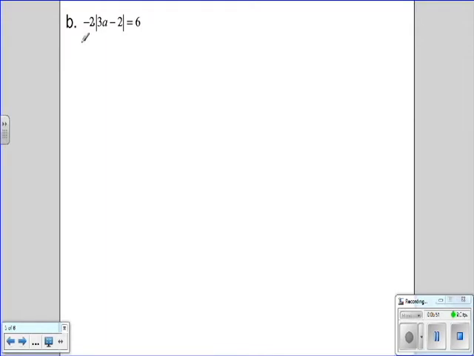So to cancel out negative 2, the opposite of multiplying is dividing. So if I divide both sides by negative 2, these over here will cancel out, and I get the absolute value of 3a minus 2 equals 6 over negative 2, which is negative 3. Okay, now at this point you could continue to solve. You could set up case 1 and case 2. However, there's a problem with this particular equation.